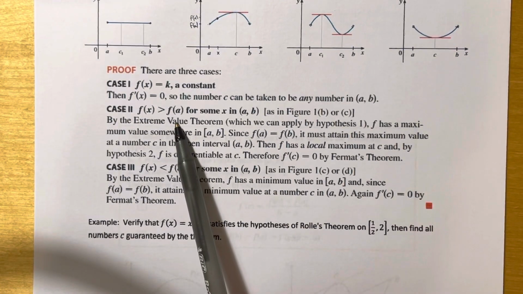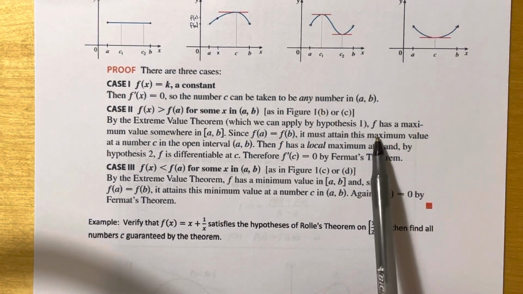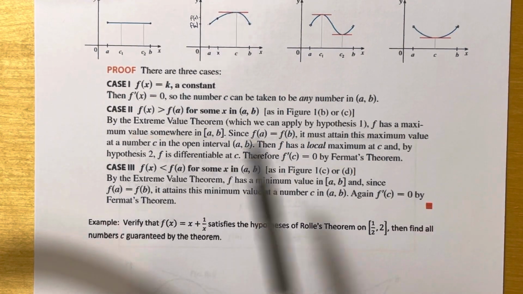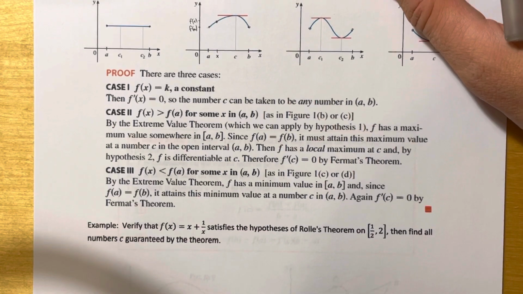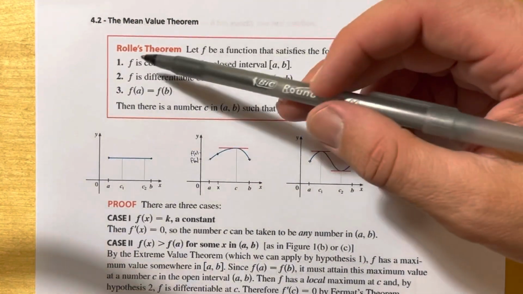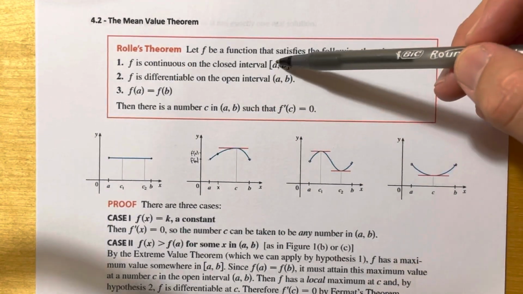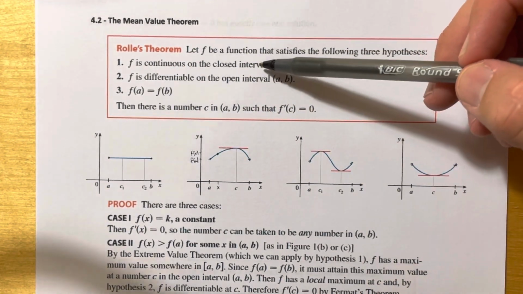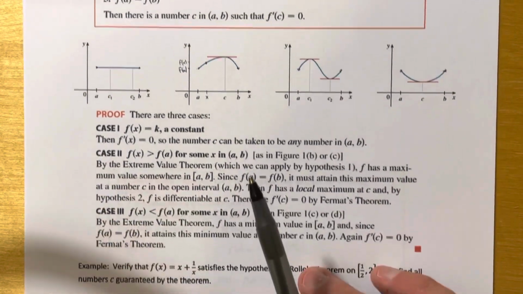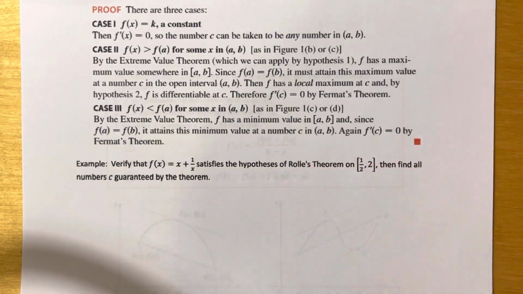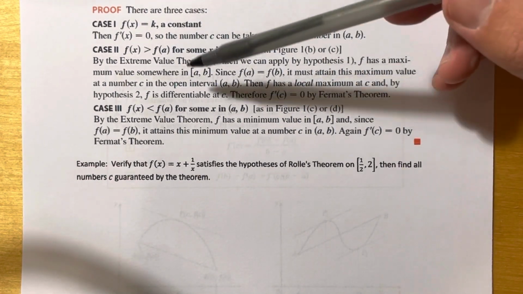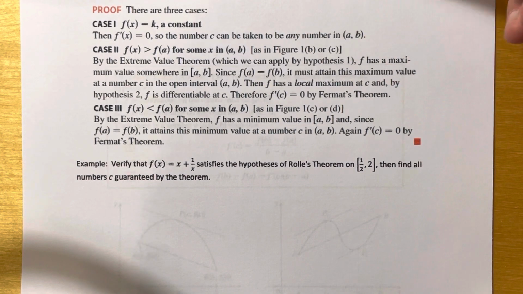According to the extreme value theorem, which we talked about in the previous section, f has to have a maximum value somewhere in the closed interval [a, b]. Now, why am I able to apply the extreme value theorem? Well, the extreme value theorem is always true if f is continuous on a closed interval [a, b]. But that's one of the hypotheses in Rolle's theorem, so we already know that's in play here. I get to use the extreme value theorem. According to the extreme value theorem, there has to be a maximum value somewhere in that closed interval.